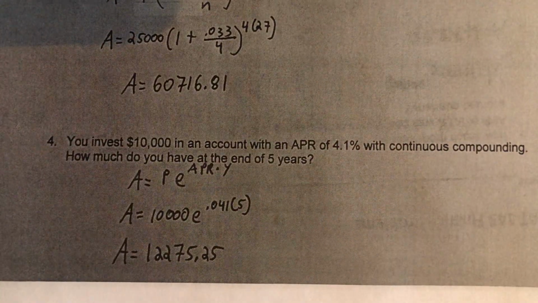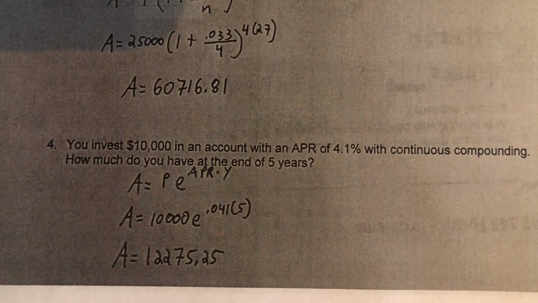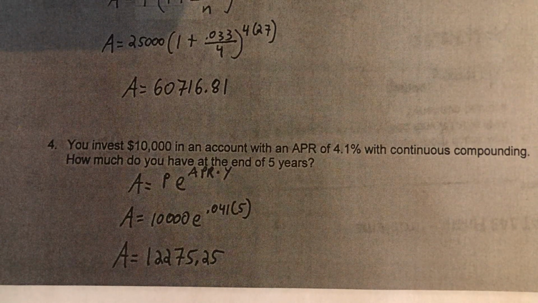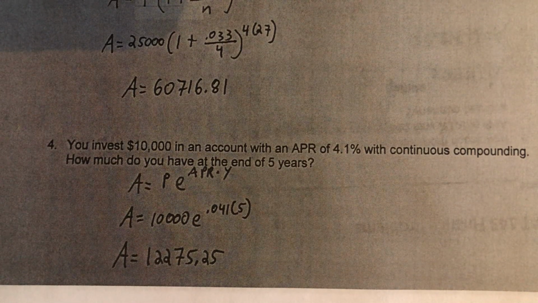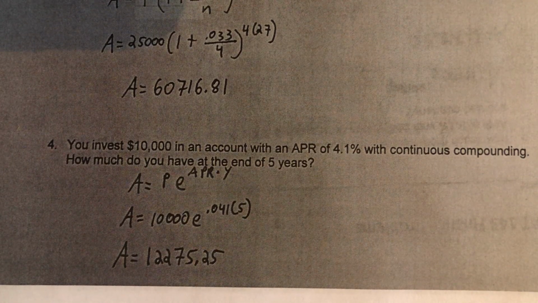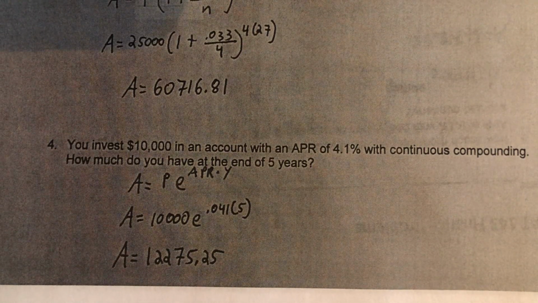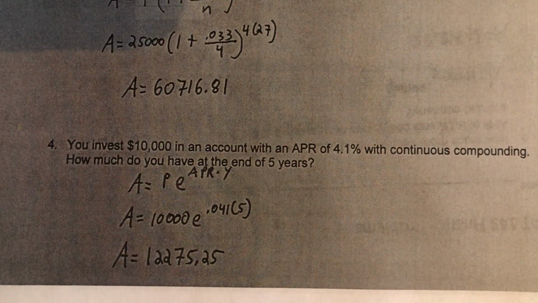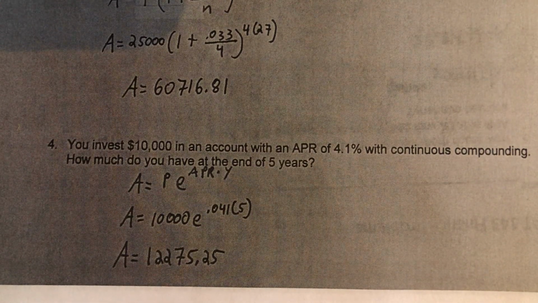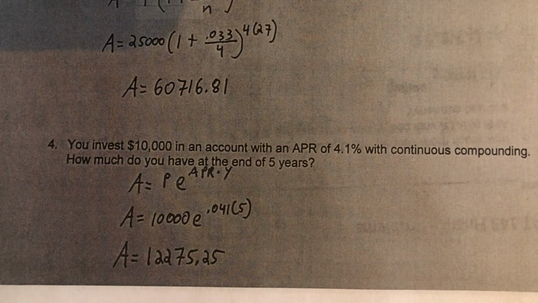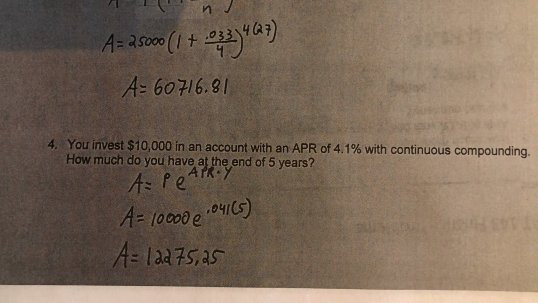All right, number 4. If we deposit $10,000 into an account at 4.1% compounded continuously, how much do we have at 5 years? So the continuous formula, that is the one that has e in it. So anytime you see the word continuous in the problem, you know you have to use the formula with an e. So 10,000 times e raised to the 0.041 times 5. And remember, that's the e button that's to the left of the 4 if you have a TI-83 or 84. Okay, so second ln will get you your e. That's the one you got to use. And 5 years after that, we're going to have $12,275.25.